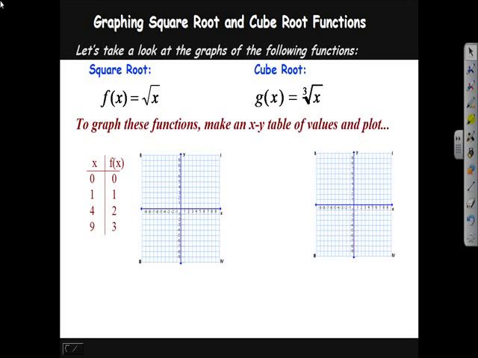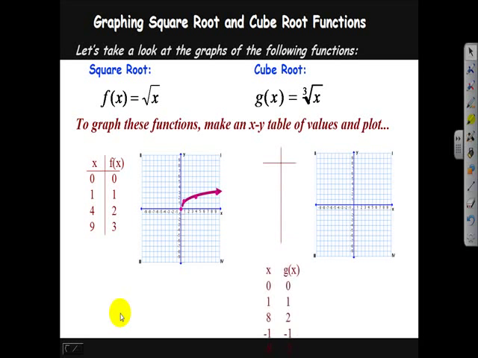The square root of 0 is 0. So that'll give us the point 0, 0. The square root of 1 is 1. The square root of 4 is 2, and the square root of 9 is 3. That'll give us a few points to take a look at here. And if we start connecting the dots, we'll get a graph that looks something like that. It's a little hard to line these up perfectly in PowerPoint, but that's close.